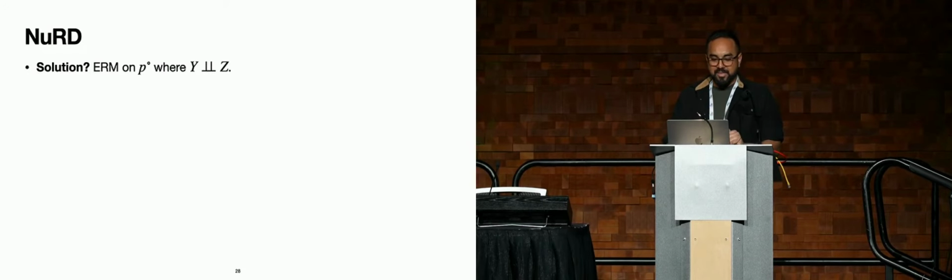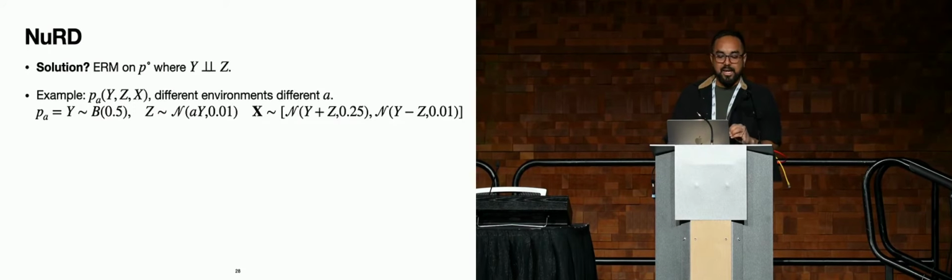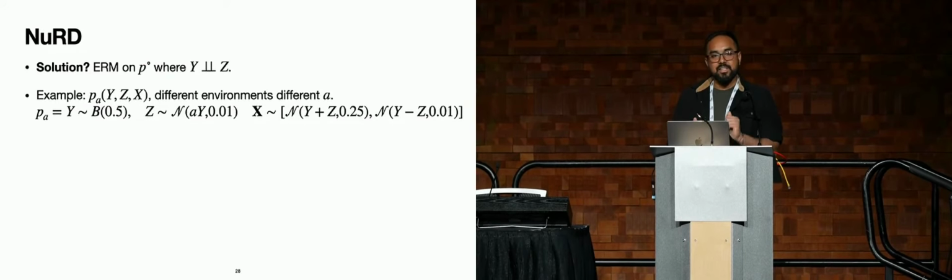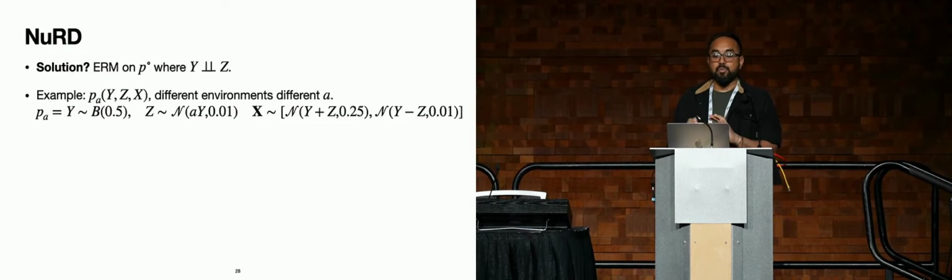I'll give you an example. So it's very simple. You have a binary label. I'm going to define a scalar nuisance, which is a Gaussian random variable with the mean set to AY. And A can change across environments. So that's where the spurious correlation comes from. And then you have your covariates, which are two-dimensional. The first one is Gaussian distributed with mean Y plus Z. The second coordinate is Gaussian distributed with mean Y minus Z. And the variances are different.